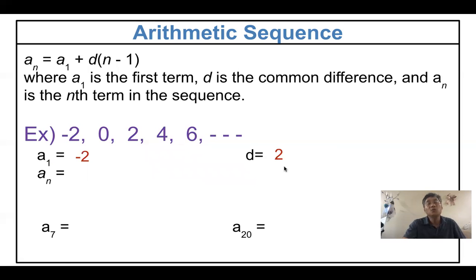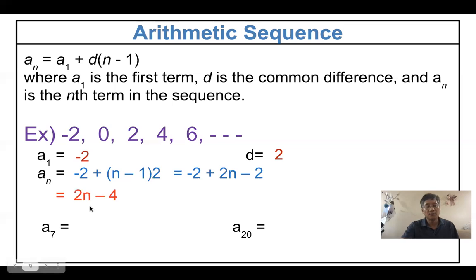So this d is 2. Then put it in the form a1 plus n minus 1 times 2. Or you can put the 2 in front, right? n minus 1 times d or d times n minus 1, no difference, right? Commutative property of multiplication. And then don't leave it like this. You can simplify. Then -2 plus 2n minus 2, and combine -2 and -2 to get 2n minus 4. This is the explicit formula.